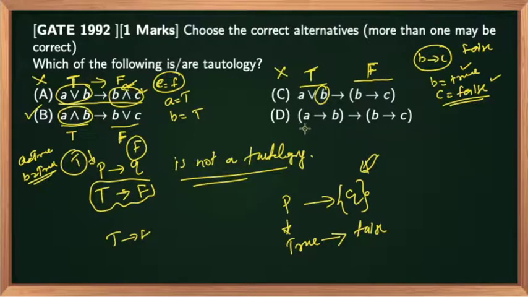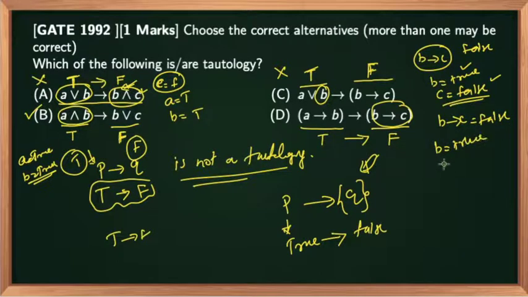Now let's come here, the last choice. I need to have true here and I need to have false here, right? Then only I will have true implies false. So this statement B implies C should be false, right? That means B should be true and C should be false.